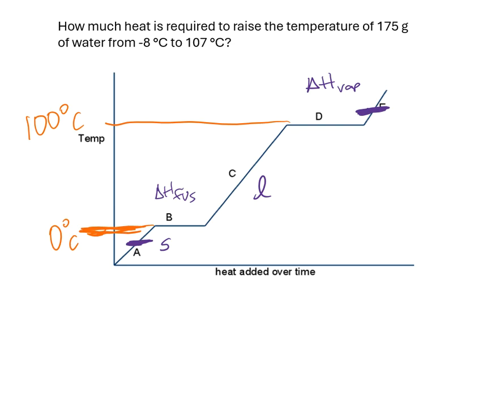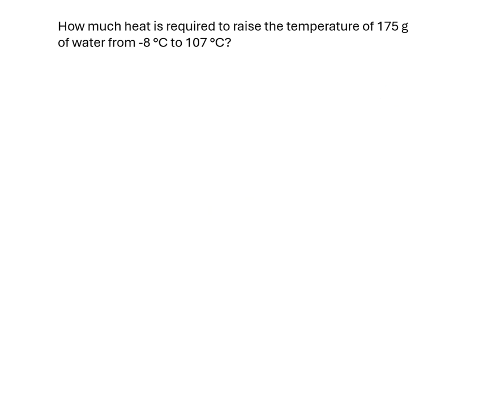So we're dealing with 5 different segments involved in the increase of the temperature for this 175 grams of water from -8 degrees Celsius to 107. And so we have to think about what each piece means. Again, when you're within a single phase, whether we're talking about the solid phase, the liquid phase, or the gas phase, anytime you're within a single phase, you have to use your heat equation. So mass times specific heat times the change in temperature.